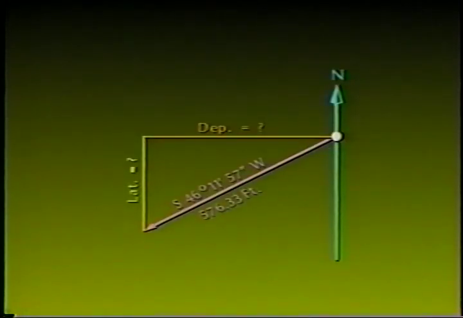Let's try the one shown in this sketch. The course bearing is south 46 degrees, 11 minutes, 57 seconds west, and distance is 576.33 feet. What is the latitude and departure? Stop the tape, calculate the values, and then get back to me. Hello again. If you did the same work I did, you would have gotten a latitude of negative 398.91 feet and a departure of negative 451.97 feet. Note that both values are negative since the course lies in a southwesterly direction.